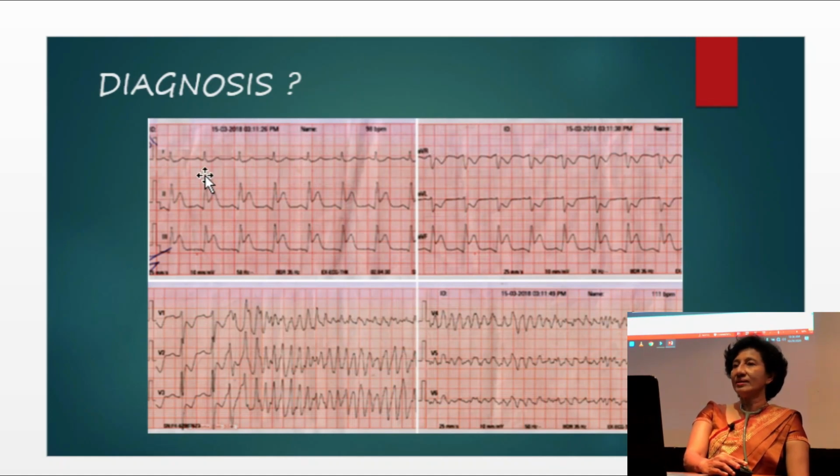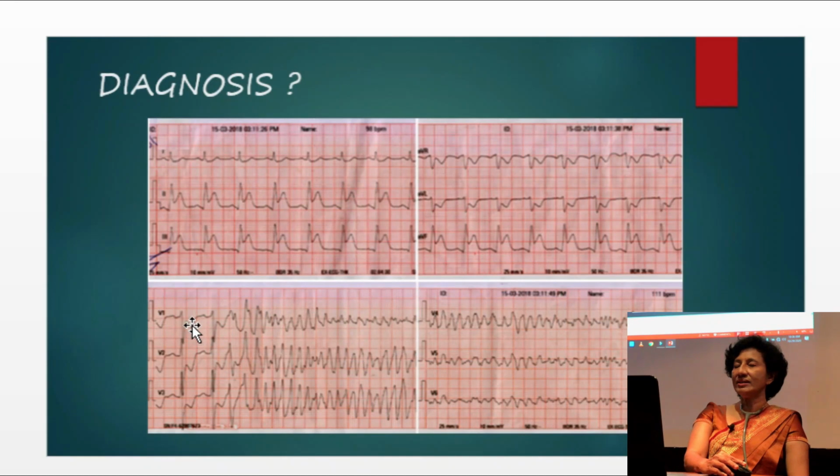Now let's analyze the ECG. As QRS complexes are narrow, first you have to analyze leads 1 and aVL. What is there? ST segment depressions. Next you have to analyze leads 2, 3 and aVF. What is there? You can see ST segment elevations.